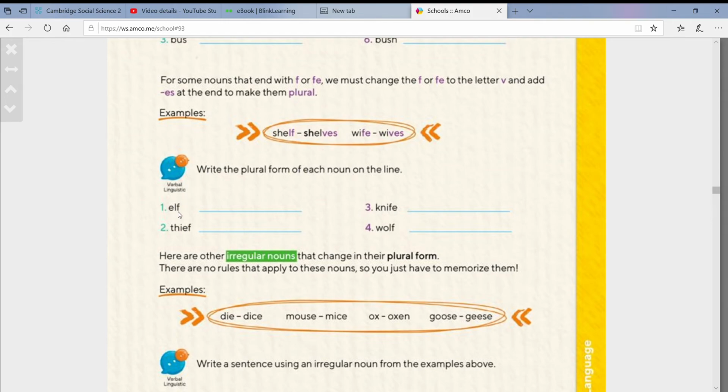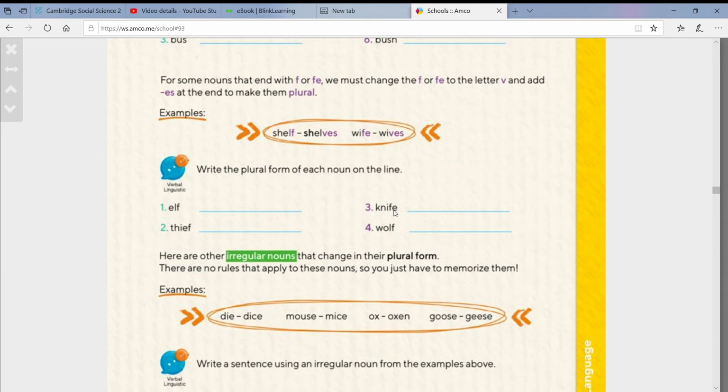One elf, so we have the F. What do we need to do? We need to take out the F and replace it with VES. So one elf, two elves. Number 2, thief. Thief, the last letter is an F. We need to take it out and we write VES. 1 thief, 2 thieves.